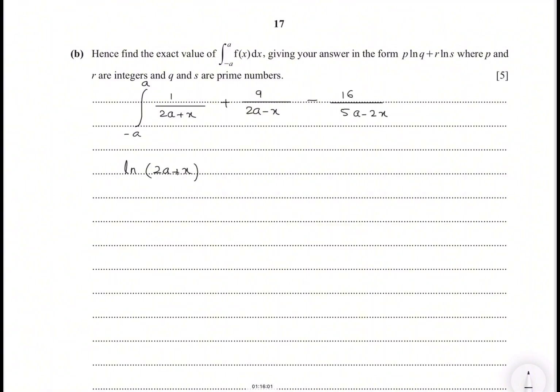So the first part is ln of 2a plus x, because the differentiation of the denominator, you find it in the numerator. The differentiation of x is 1, you see the 1 in the numerator, so you can straight away write ln of 2a plus x.